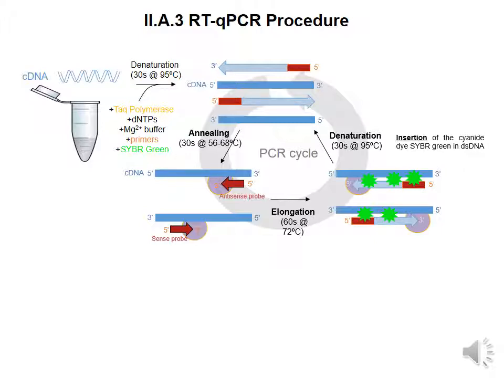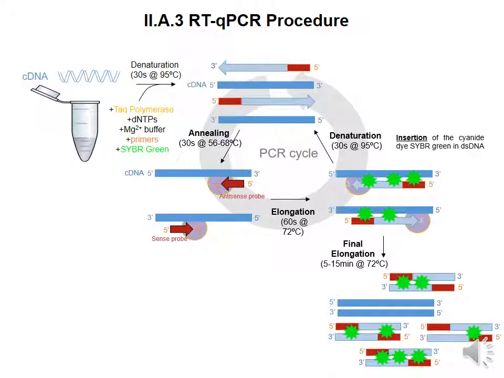Then this PCR reaction finishes approximately after 35 to 40 cycles, and a final elongation step is necessary to finish copying all the double-strand DNA molecules. During this PCR reaction, we can monitor how the fluorescence signal increases in real time, and we will use this signal to determine how much cDNA of our transcript of interest there was in the sample.